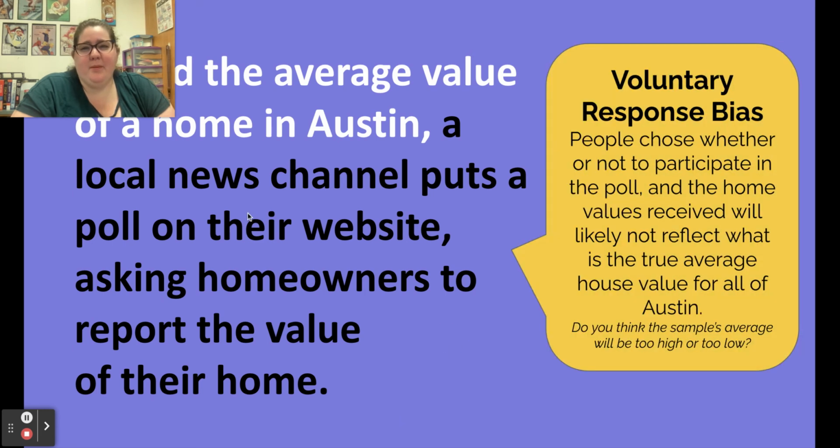So this would be an example of voluntary response bias, all right? They put the poll out there for anybody to answer, and really people are choosing whether or not they want to answer this poll, and the home values received will likely not reflect the true average house value for all of Austin. So I put a little follow-up question. Do you think the sample's average will be too high or too low?